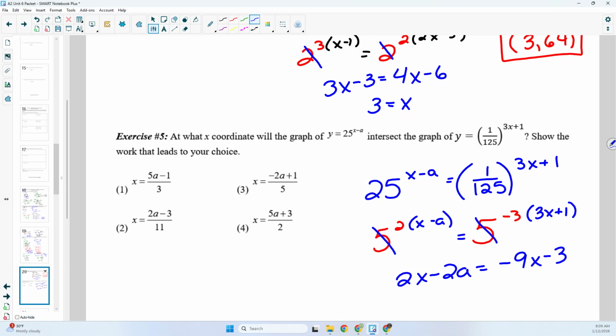And I'm going to look back, and it looks like each of these equations is solved for x. So I'm basically getting the x's to one side and moving everything else to the other side. So I'll add 9x this way and get 11x. I'm going to add 2a this way and get 2a minus 3. And then lastly, I need to divide by 11. And I do get x equals (2a minus 3) over 11.